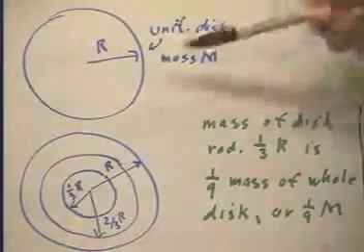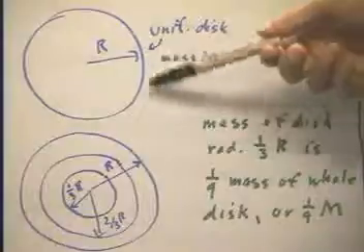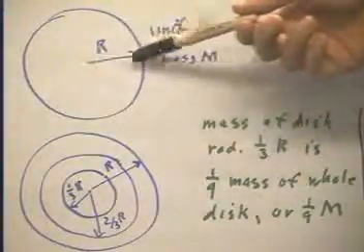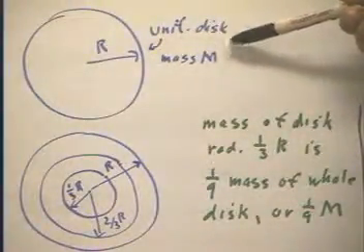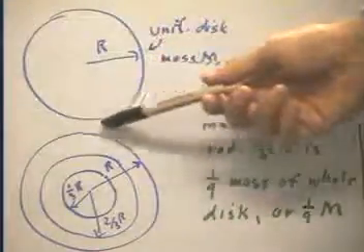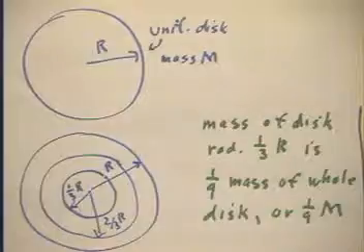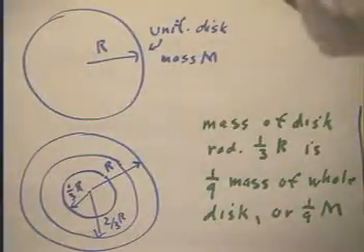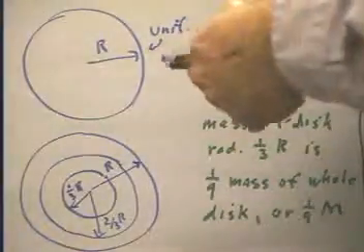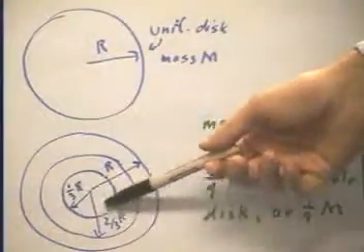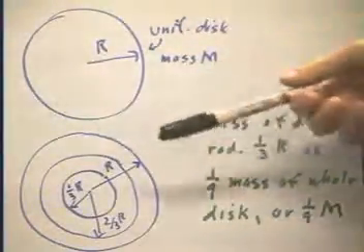Here we have a picture of a uniform disk of radius r with a total mass m, and we want to find the total moment of inertia of this disk. We're going to approximate the total moment of inertia as follows. We're going to divide the disk into a central disk and two rings.